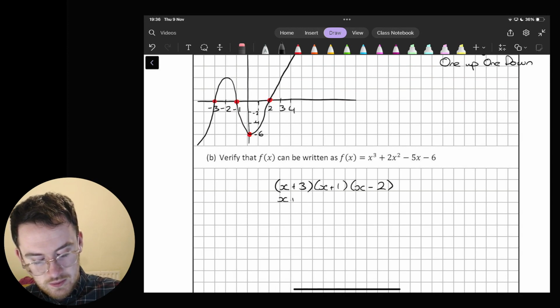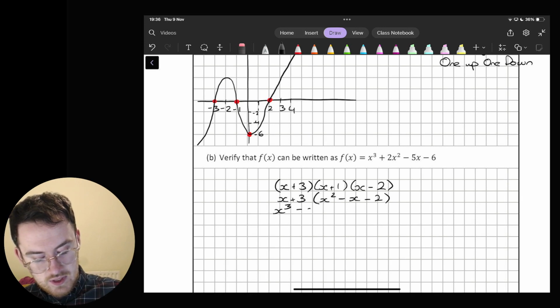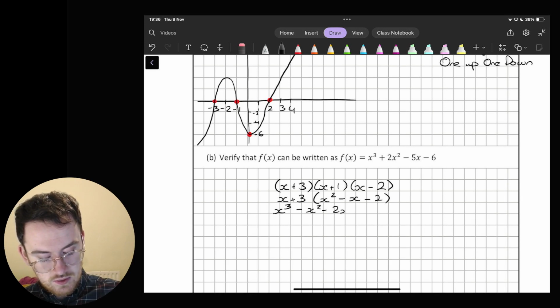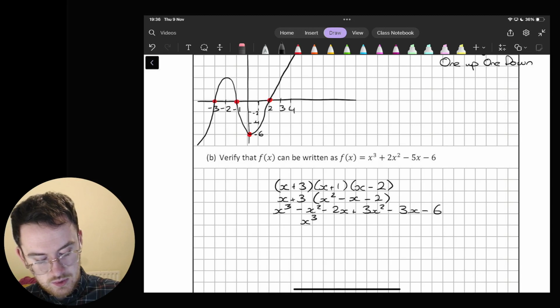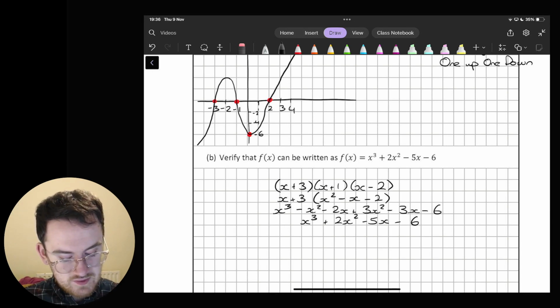And if I was to multiply that out, let's multiply one at a time. So x squared minus x minus 2, and I get x cubed minus x squared minus 2x plus 3x squared minus 3x minus 6, and simplifying, x cubed plus 2x squared minus 5x minus 6.